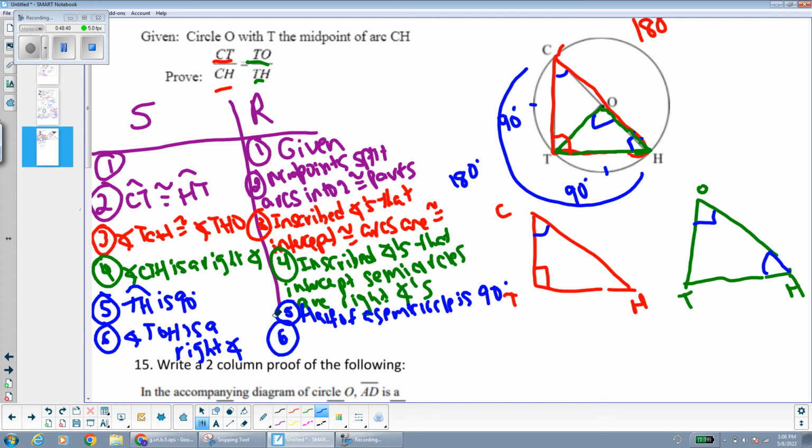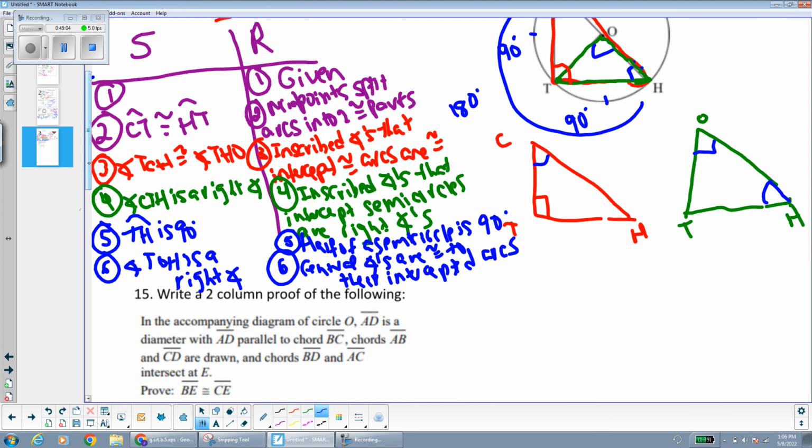And our reason for that is that angle TOH is a central angle, and central angles are equal to their intercepted arcs. Central angles are congruent to their intercepted arcs. Let me get a little bit more space and continue my statement reason chart down here.